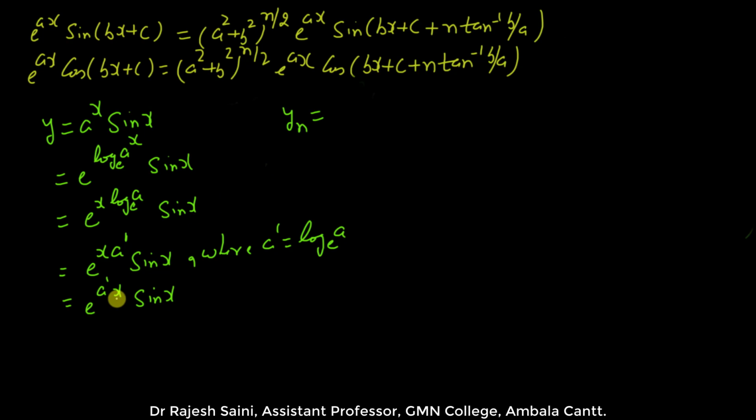What will it be? The coefficient of x is a dash, and the coefficient of x here is 1. So a dash square plus 1 raised to the power n by 2. It's 1 square, and 1 square is obviously 1. e raised to a dash x as such, sin of x plus n times tan inverse 1 by a dash.